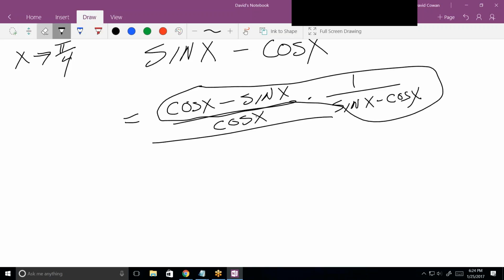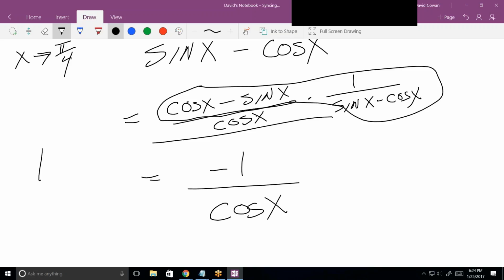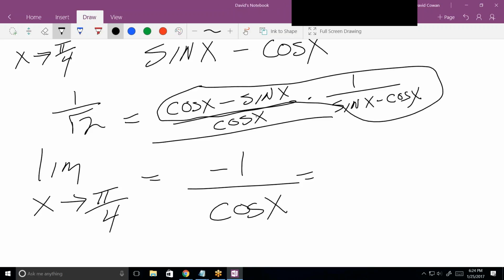And so now the whole thing turns into minus 1 divided by cosine of x as x goes to pi over 4, which becomes, what's cosine of pi over 4? It's actually root 2 over 2. Right. Or it's going to be easier if we use 1 over root 2, the unrationalized one.